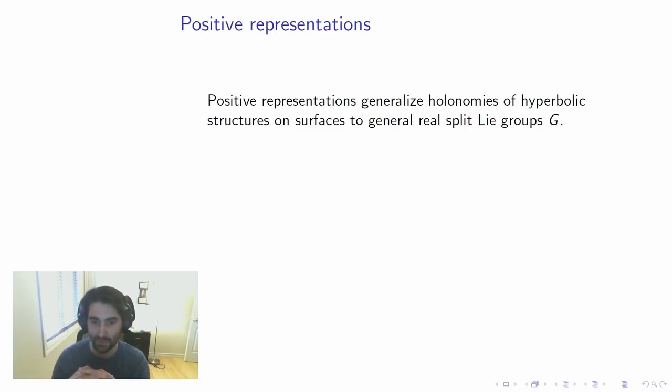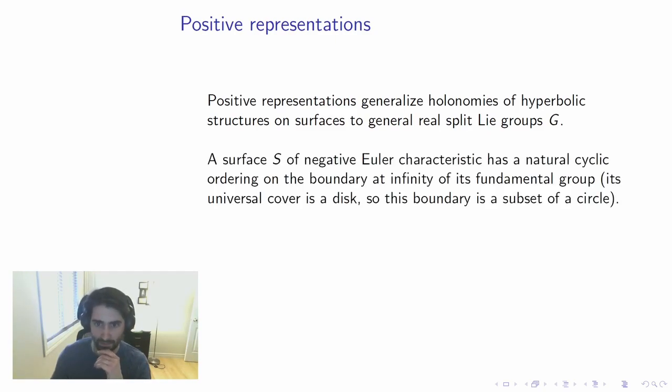let's assume that we have more structure on the linear part, and one thing that gives you a lot of structure is positivity. So these positive representations are a special class of representations of the fundamental group of a surface into a real split Lie group. So you can think SL(N,R). The way these are defined is when you have a surface of negative Euler characteristic, then you look at its universal cover, and its boundary will naturally embed in a circle.